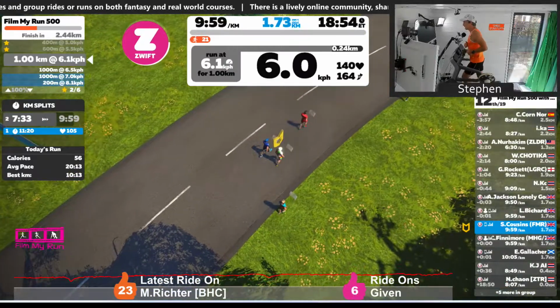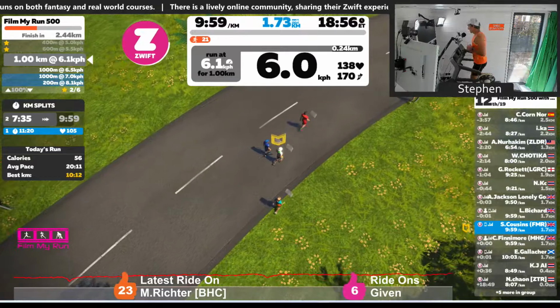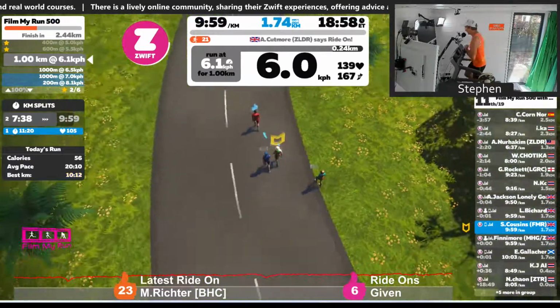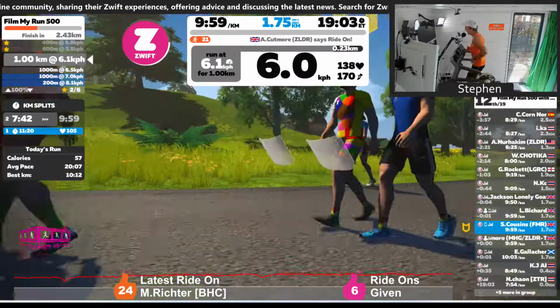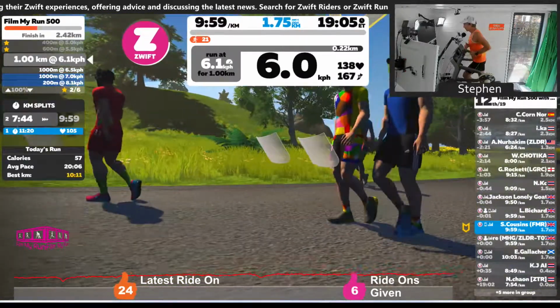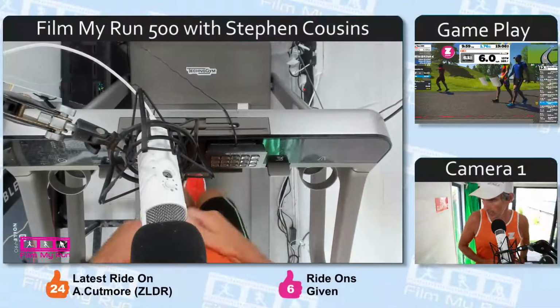Right, 250 metres to go before we up it again. Trying to stay cool. I've still only got one fan on, so we'll keep it on this until the next kilometre, then I might put the second fan on to cool me down a bit more.